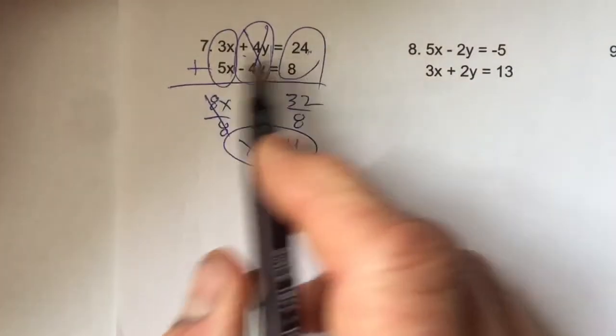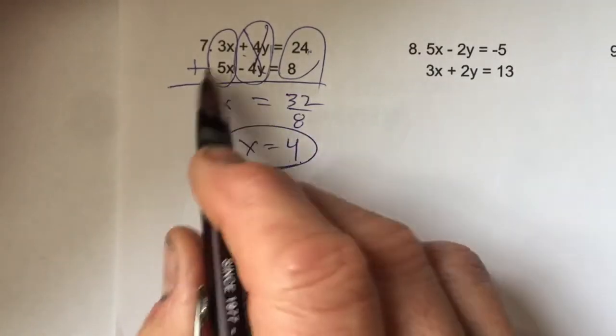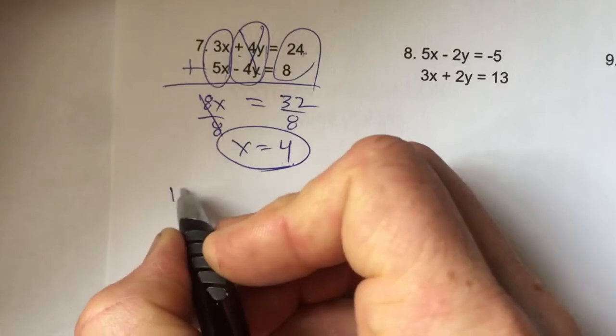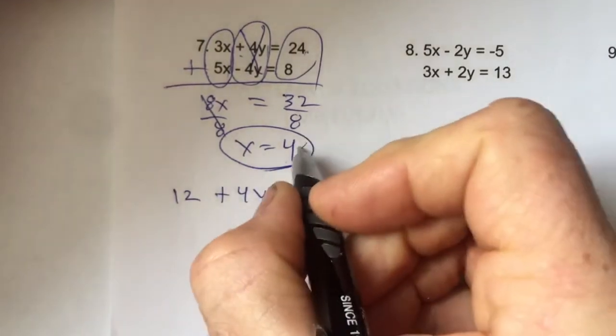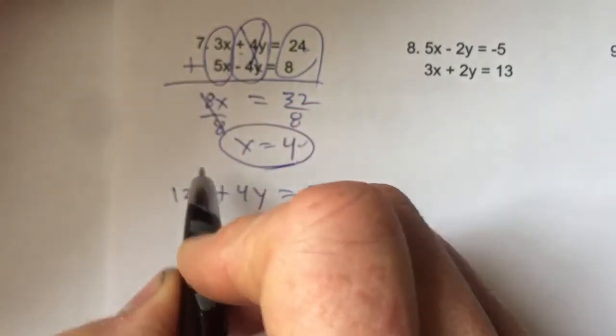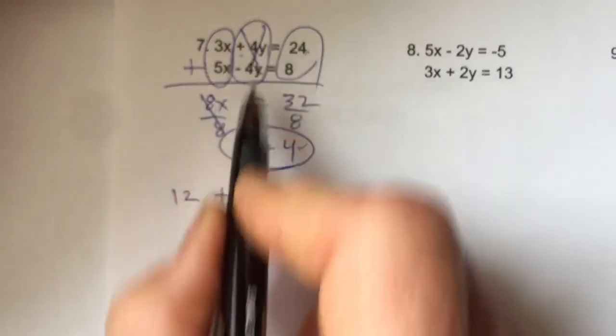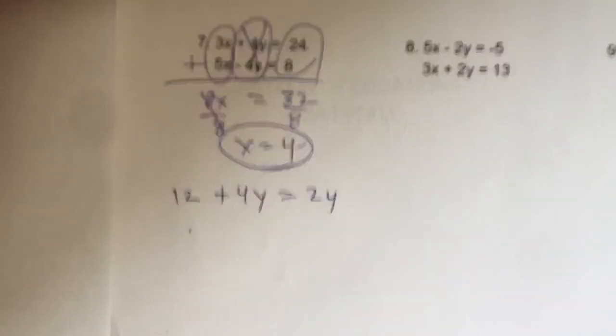So that means I got to take 4 and put it in up here. Well, let's put in this top one right here. 3 times 4 would be 12, plus 4y equals 24. So see right there, I put 4 right here for x. 3 times 4 is 12. So I've got 12 plus 4y equals 24. And now I just solve this equation here.